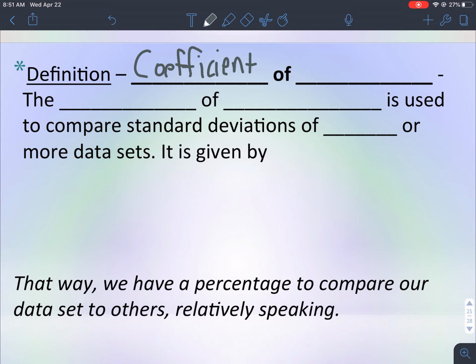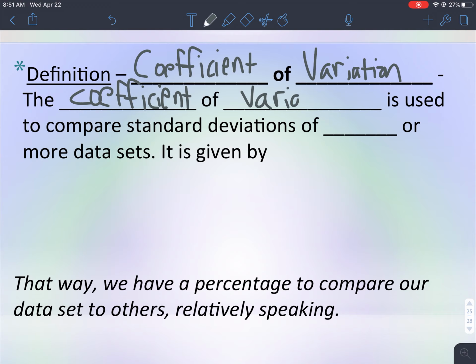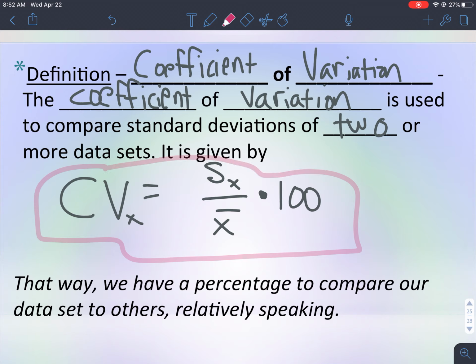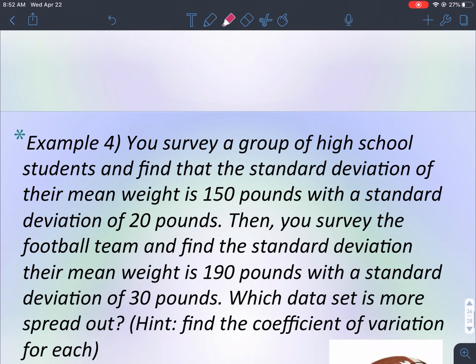And this is the coefficient of variation. The coefficient of variation compares standard deviations of 2 or more data sets. It is given by CV equals the standard deviation divided by the mean times 100. So we're just sort of making it a percentage there. And we're going to be able to compare 2 different data sets.